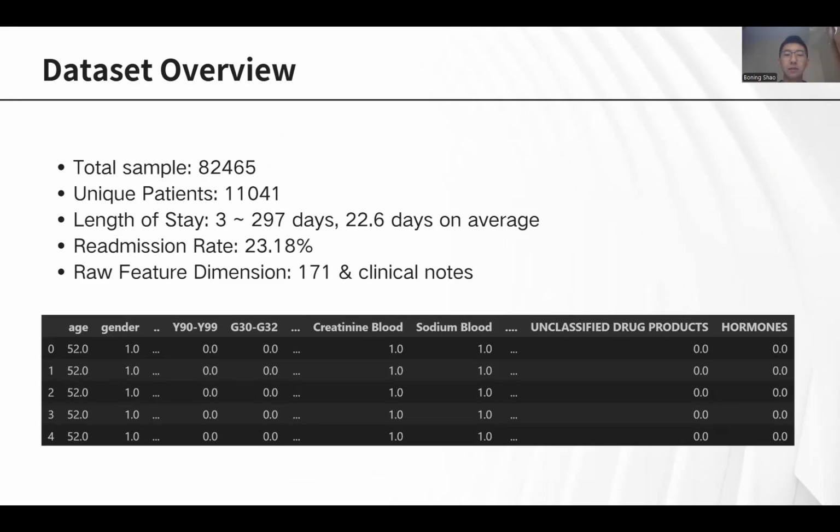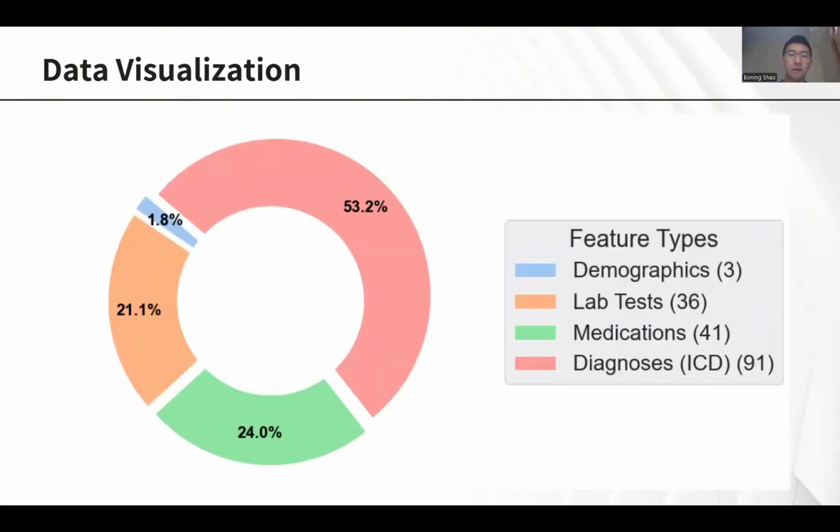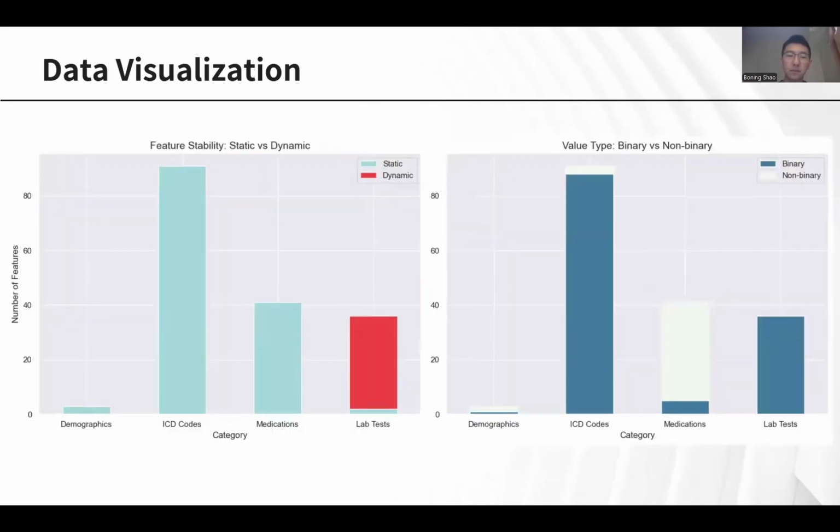It's worth noting that the readmission rate is about 23%, which is a class imbalance we needed to address afterwards. The table from below is an example of the EHR data from one patient, where one row represents 1 day and columns show various indicators. There are 4 distinct categories among the 171 raw features: demographics, laboratory tests, medications, and diagnosis, or ICD codes.